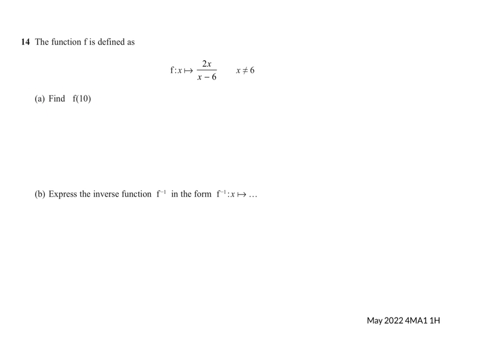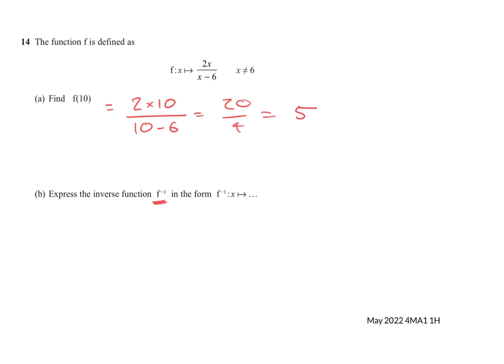So the first part here, finding f of 10, is fairly straightforward. You basically rewrite the function, replacing x with the value of 10. So we have 2 times 10 over 10 minus 6. Just work that through. That is 20 over 4, which equals 5. So 5 would be the solution. Second part is more complicated. They ask you for the inverse function, f to the minus 1.